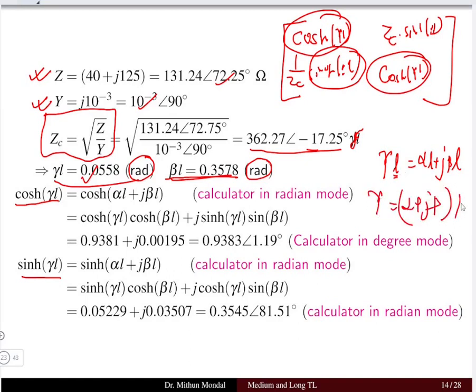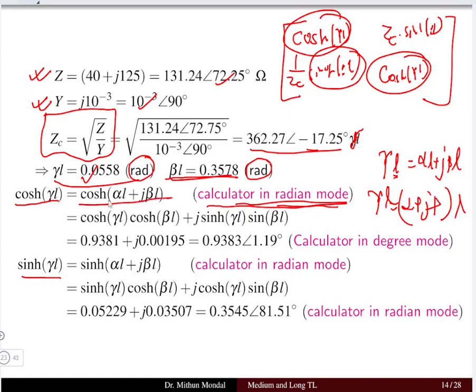Now this is multiplied with the length, so this will also be multiplied with length. We have to keep the calculator in radian mode here to do the calculation. Usually students commit the mistake of keeping it in degree mode. So you have to keep the calculator in radian mode here.